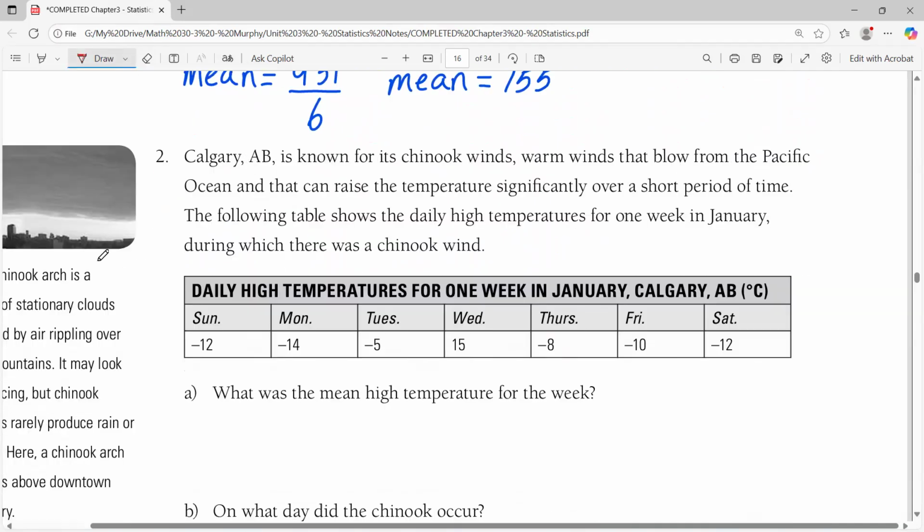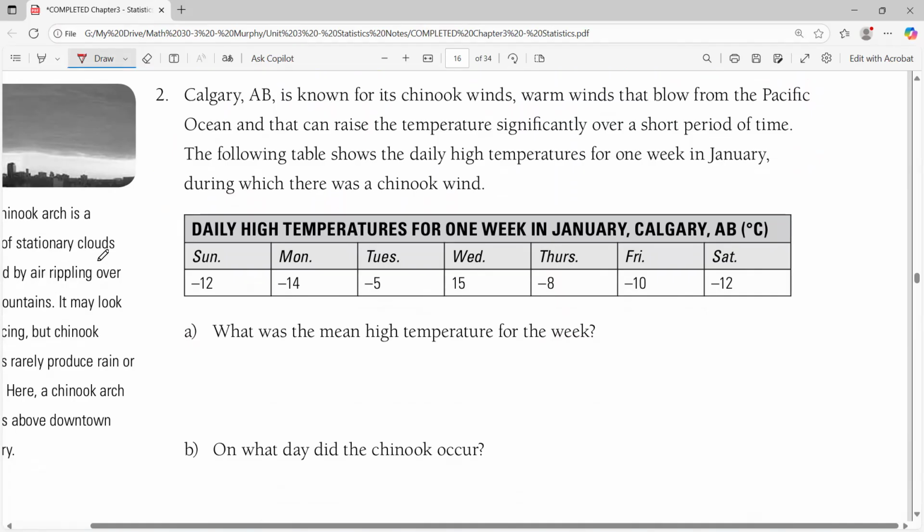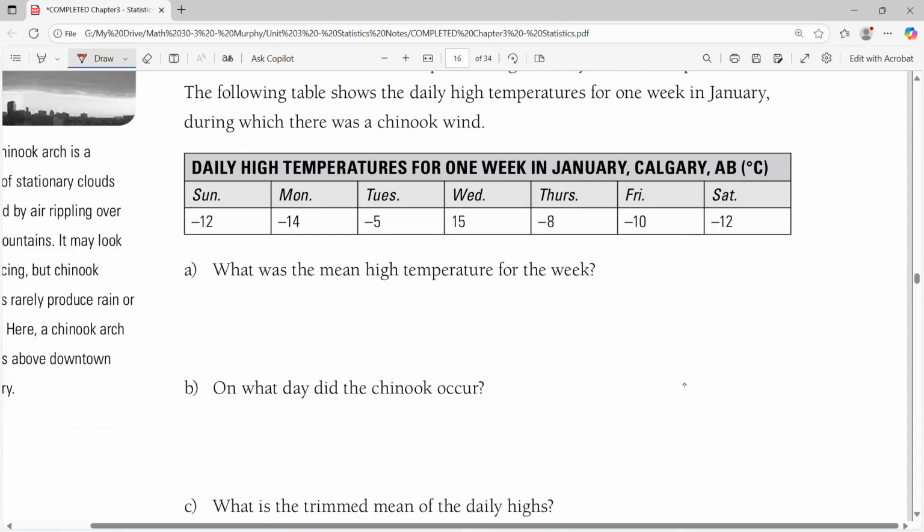Number 2. Calgary, Alberta is known for its Chinook winds, warm winds that blow from the Pacific Ocean and that can raise the temperature significantly over a short period of time. The following table shows the daily high temperatures for 1 week in January during which there was a Chinook wind. And you can see it right here, 15. What was the mean high temperature for the week?